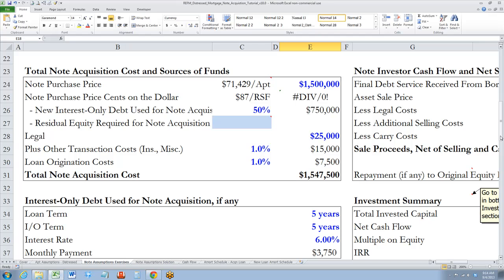Next, we need to understand what is the total cost to us, the purchaser of the note, in terms of how many cents on the dollar are we going to pay, and if we are going to use debt for the acquisition of that note, what will the loan to value of that new debt be relative to the note purchase price. And then naturally we'll need to account for all the transaction costs that are going to accompany purchasing the note, such as legal and any loan origination costs.